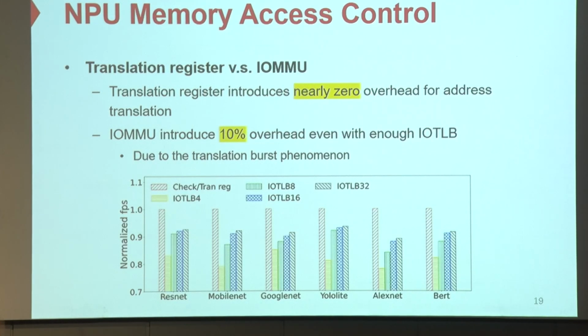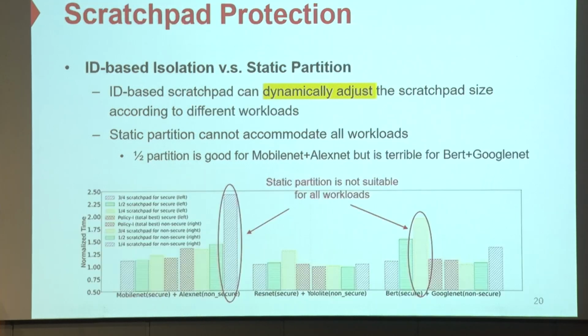First, we evaluate the performance of NPU memory access control. Using the translation registers introduces nearly zero overhead for address translations, while LMU introduces 10% overhead even with enough LTLB entries. This is because of the translation burst phenomenon in NPU memory access.